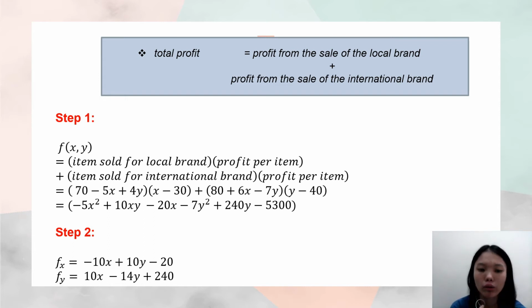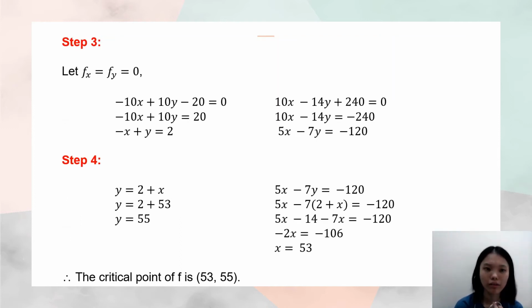Next, we take the partial derivatives with respect to x and y, and obtain fx equal to negative 10x plus 10y minus 20, while fy is equal to 10x minus 14y plus 240. For the third step, we let fx equal fy equal 0, which helps us determine the critical point. From the first partial derivatives, we obtain negative x plus y equal to 2 for fx equal to 0, and 5x minus 7y equal to negative 120 for fy equal to 0.